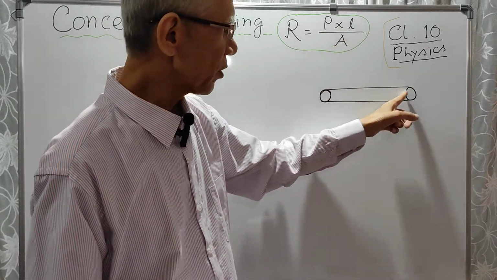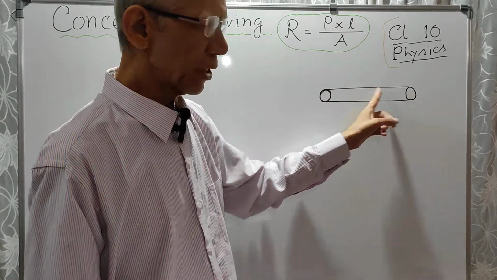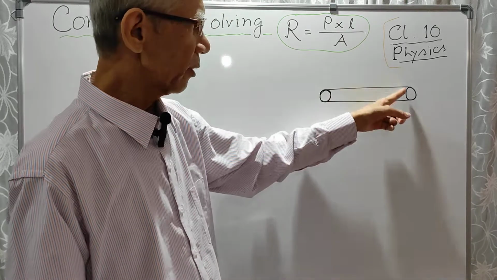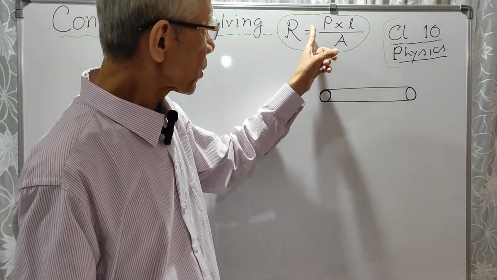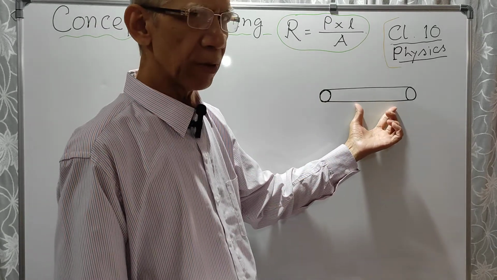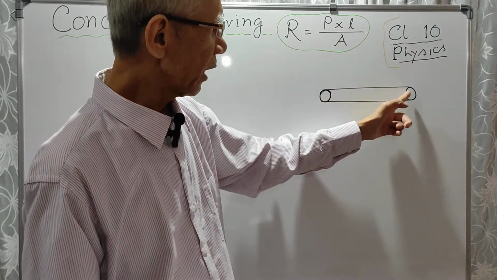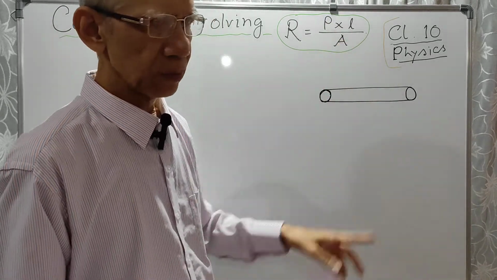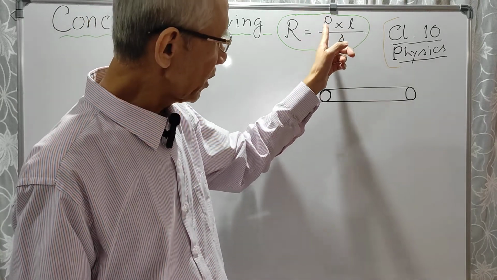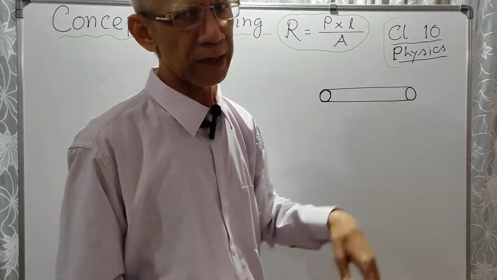So, this A is the cross-sectional area of the wire. This L is the length of the wire, 1 meter, 2 meter, that way. And this R is the resistance of the conductor. So, this particular portion of the wire has resistance R, cross-sectional area A, length L, and this rho represents a very important property of the material of the conductor.